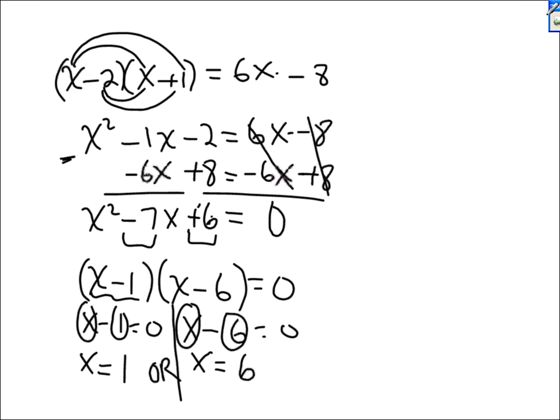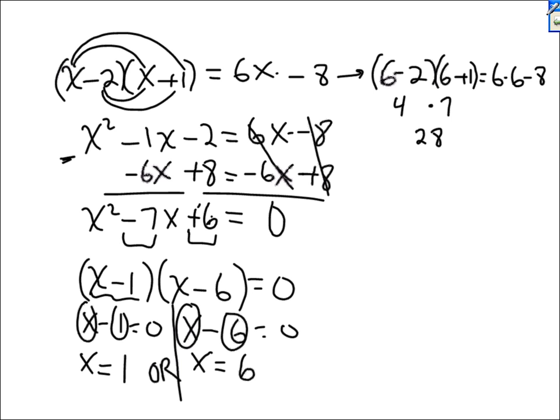Let's check 6. Copying from the left, instead of X I'm going to write 6. X minus 2 times X plus 1. This should equal 6 times X minus 8. 4 times 7, 28. Does it equal 36 minus 8? 36 minus 8, what do you know, is 28. So we did check. Let's check for 1.